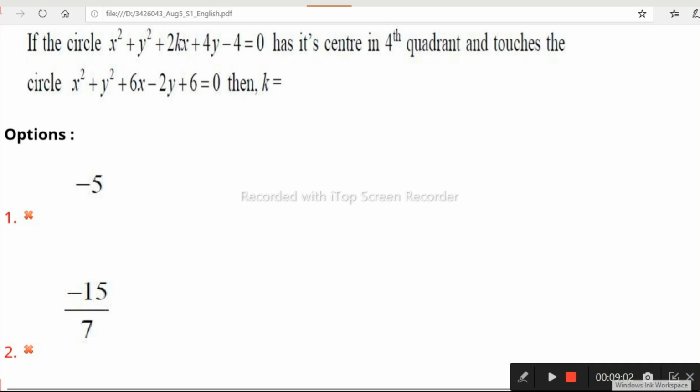Two circles touch each other means, you know well, first we have to collect the centers of the two circles. C1 I am taking as the first circle center. According to the minus g, minus f formula, it becomes minus k, minus 2.